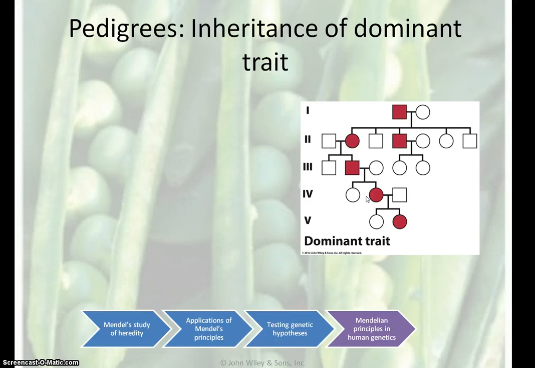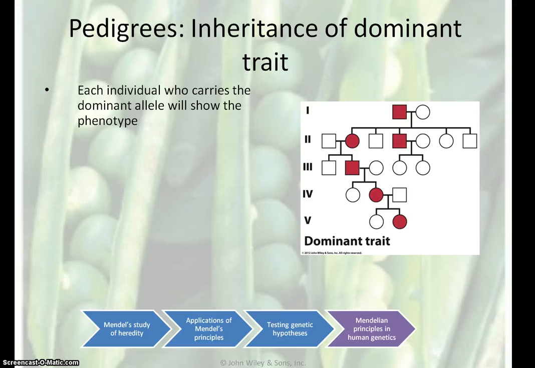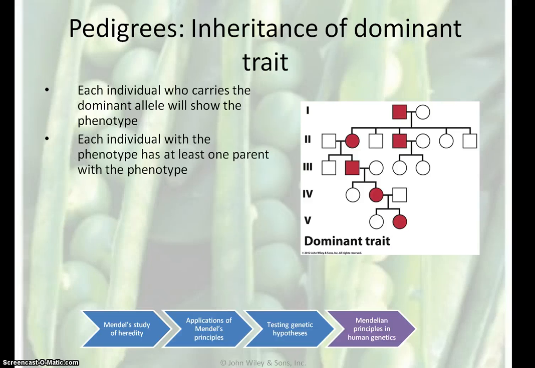All right, so if we're looking at whether or not a trait is dominant or recessive in a pedigree, looking at human genetics, it's very easy to recognize a dominant trait. For one, every individual who carries the dominant allele will show the phenotype, and we know that already. Each individual with the phenotype will have at least one parent with the phenotype, and that makes sense because, for example, this individual here, this father has 2 children with whatever trait this is referring to.